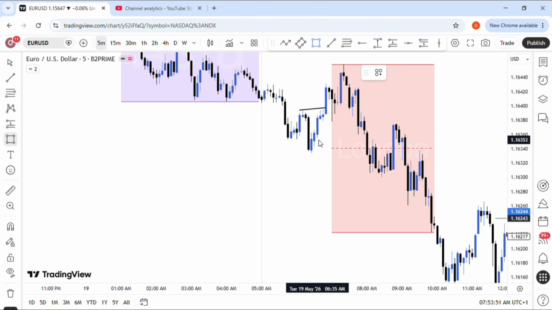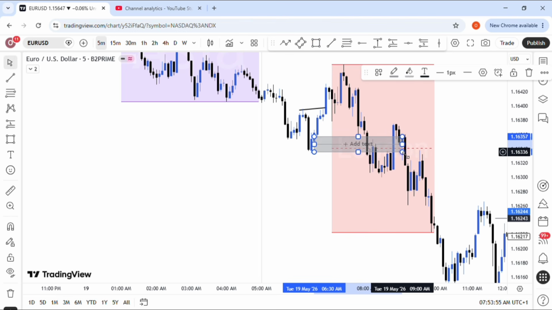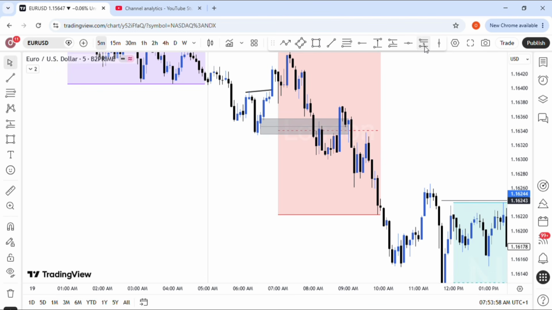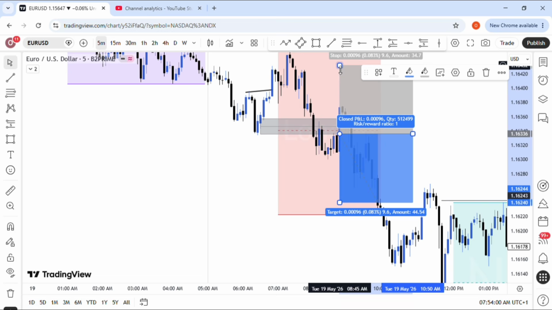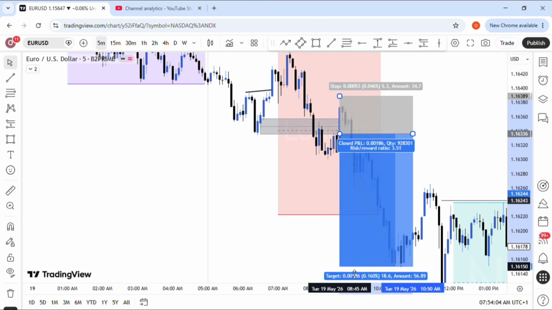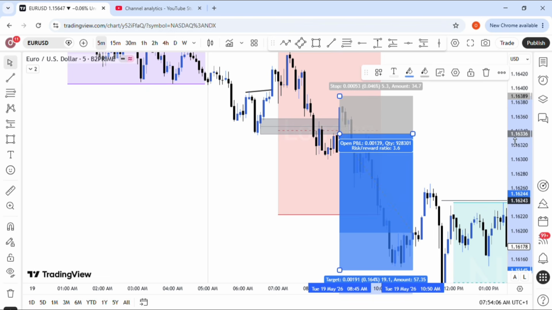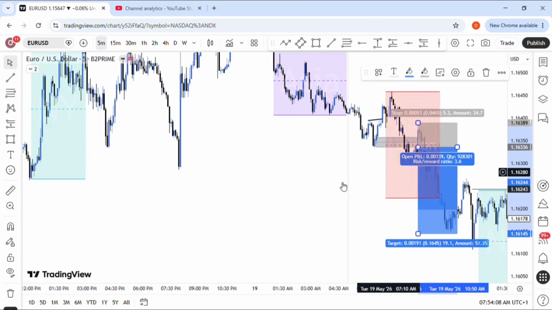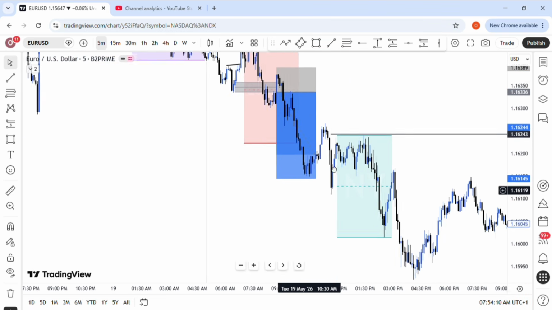So this is a trap. Guys, this is a trap, and price did what? It broke below it and gave us a push to the downside. This is what we call break and retest, and boom, price starts dropping to the downside without even giving us our clear entry to the upside.